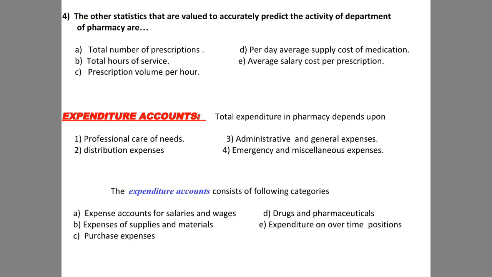There are other statistics that are valuable to accurately predict the activity of a pharmacy department. And so there are numerous things that we have to analyze. What is the total number of prescriptions per day that we fill? What is the total hours of service that we fill these? If we're getting into a med synchronization program, which is a little bit different in determining a more controlled average daily volume, what is the staffing required to be able to meet those needs?